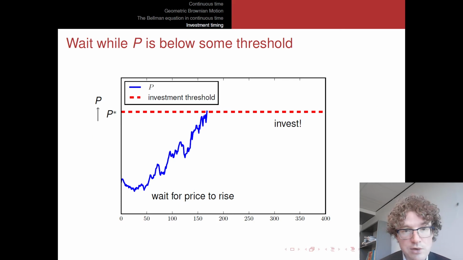So what this is then going to look like, again, this picture: as long as P is below this threshold, we'll just wait. P is moving up and down according to this geometric Brownian motion process. At some point over here, it will cross that threshold, and at that point it will be optimal to make the investment. And what we need to find is, well, where is that threshold? So at what point will it become optimal to make the investment? And what's the value actually of this waiting option while we're still below this threshold?